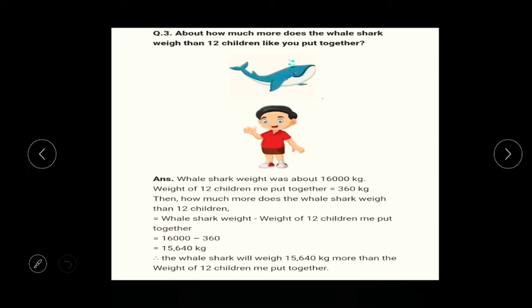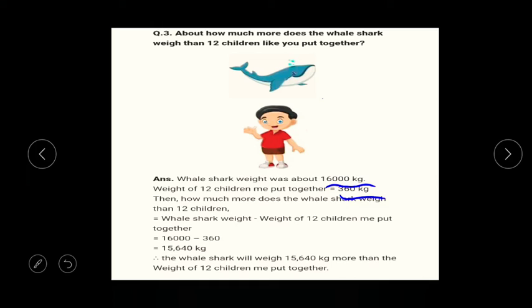The next question is about how much more does the whale shark weigh than 12 children like you. So first we have to know the weight of whale shark. In the book they have given a whale shark weight was about 16,000 kilogram, and in the previous sum we have calculated the weight of 12 children put together is equal to 360 kilogram. Am I right or am I right? Yes, sir is always right.